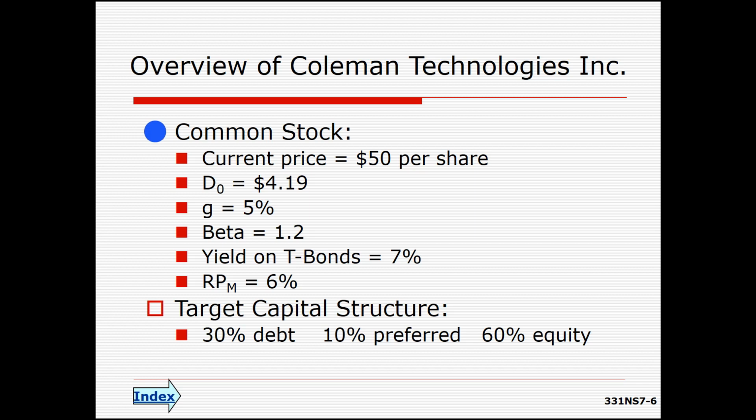Coleman stock has a beta of 1.2. Current yield on Treasury bonds is 7%. Market risk premium is estimated to be 6%. Coleman's target capital structure is 30% debt, 10% preferred, and 60% common equity.